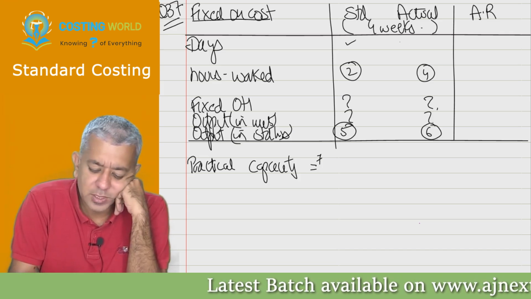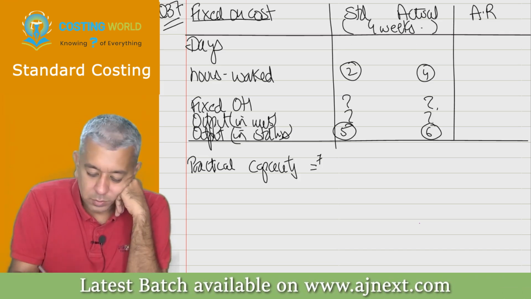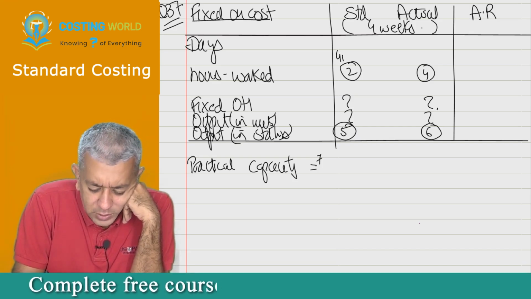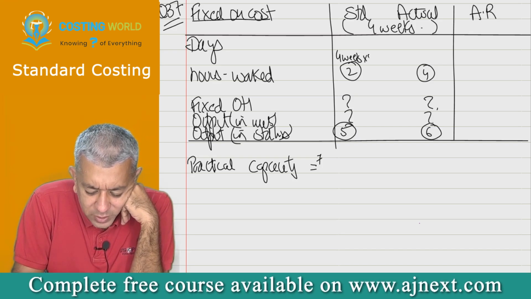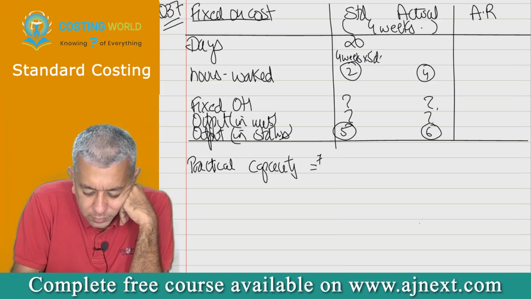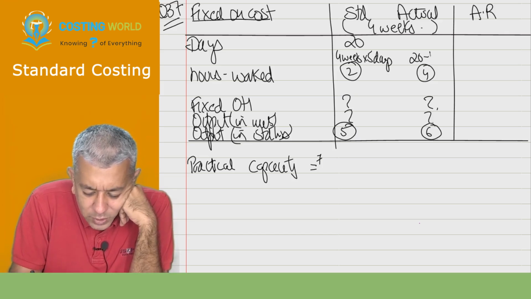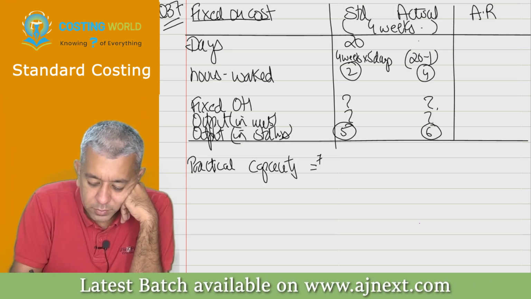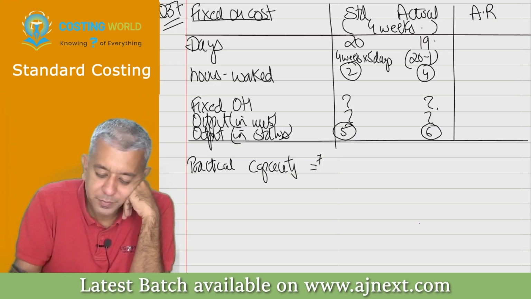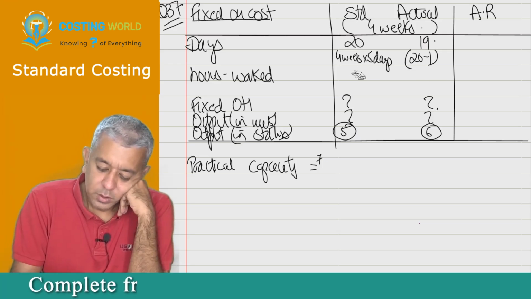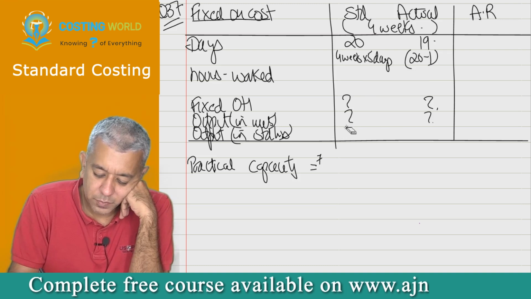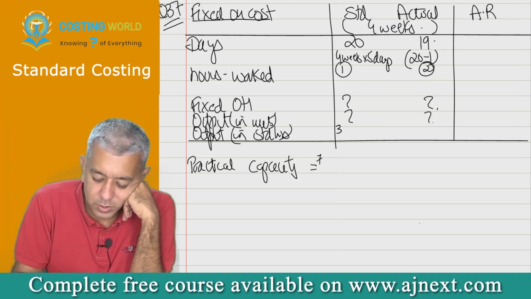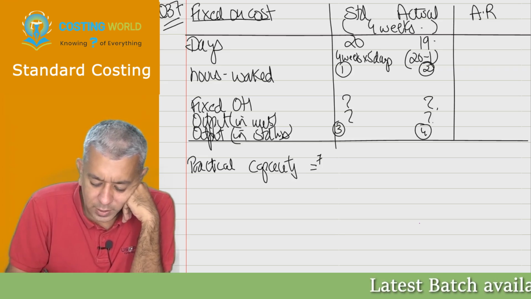Tell me days. First, second. 20 and 19. How did 20 come? 4 weeks into 5 days per week. So 20. But in reality, there was a special holiday. So 20 minus 1, 19. Now, left in this case are these 4 pieces of information. Okay. And this 5th one also.